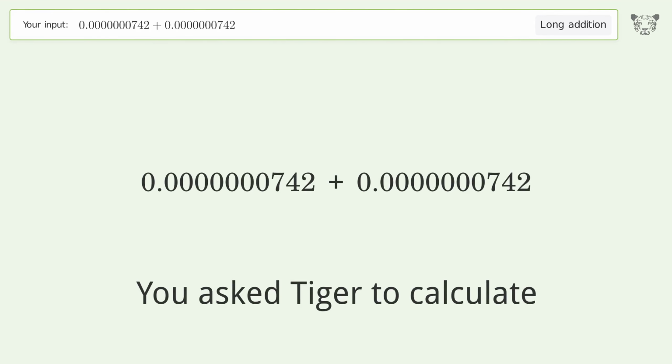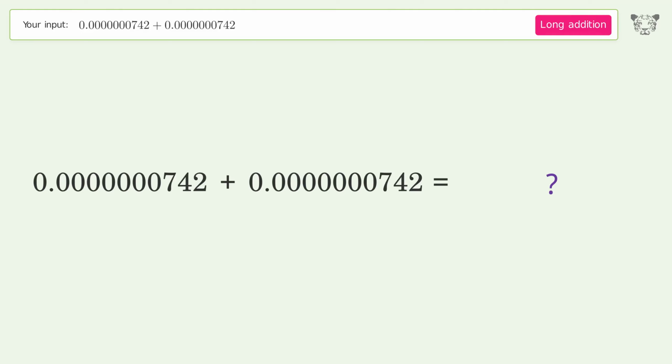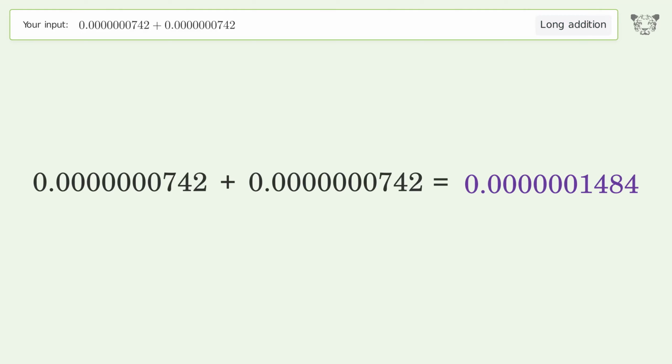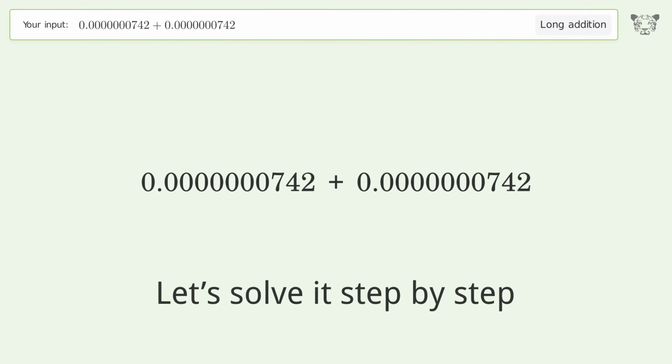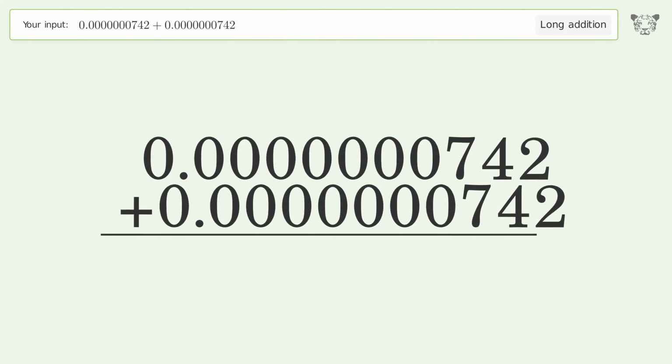You ask Tiger to calculate. This deals with long addition. The final result is 0.0000001484. Let's solve it step by step.